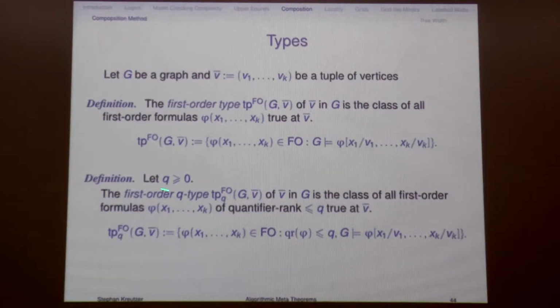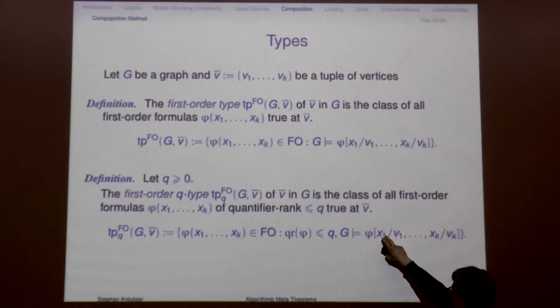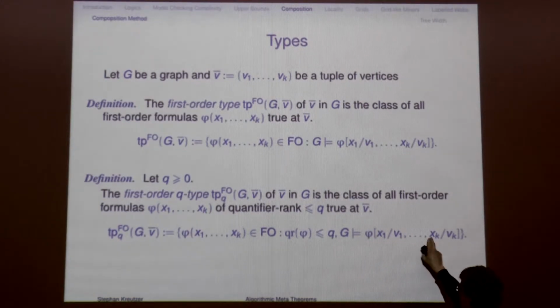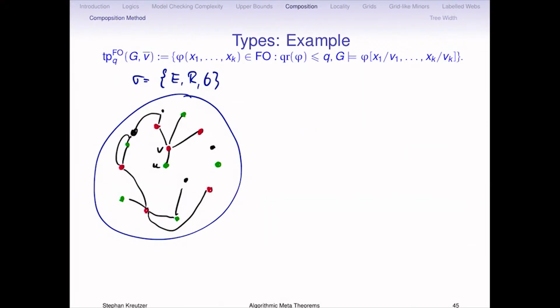And so for any fixed value q of the quantifier rank, we can study the first order q type, and it's the same, but it has this little subscript here. It's just a class of all first order formulas of k free variables of quantifier rank at most q which are true at this vertex set. So you look at all these formulas. If they have quantifier rank at most q, and they are true in your graph when you interpret the first variable by v1 and the last one by vk, and so on, this determines the type. All right, let's look at an example.